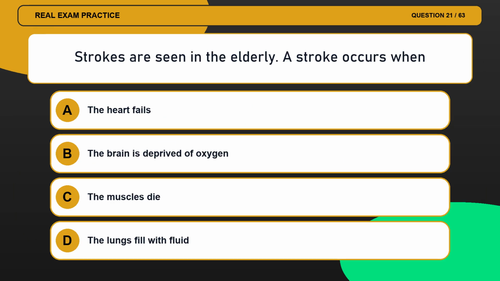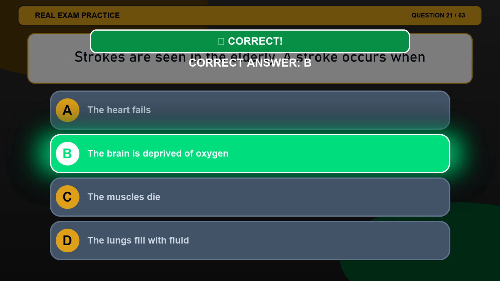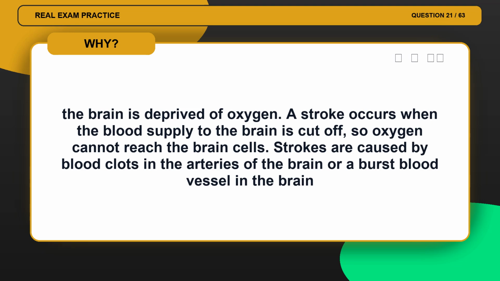Question 21. Strokes are seen in the elderly. A stroke occurs when: Option A. The heart fails. Option B. The brain is deprived of oxygen. Option C. The muscles die. Option D. The lungs fill with fluid. The correct answer is option B. The brain is deprived of oxygen.